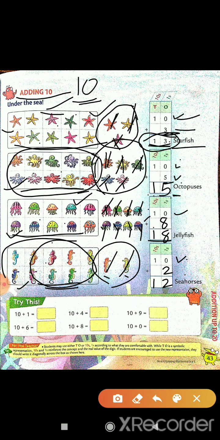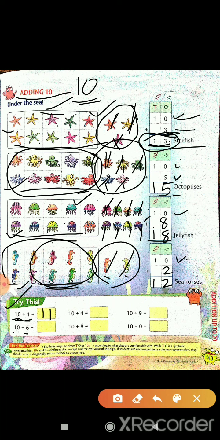Now moving further, try this. Students, you have to add it. Now here 10 plus 1 is there. So 10 already counted. Then you have to count forward how many times? 1 time. So what comes after 10? 11. So you will write here 11. Got it, students? Next, 10 plus 6.